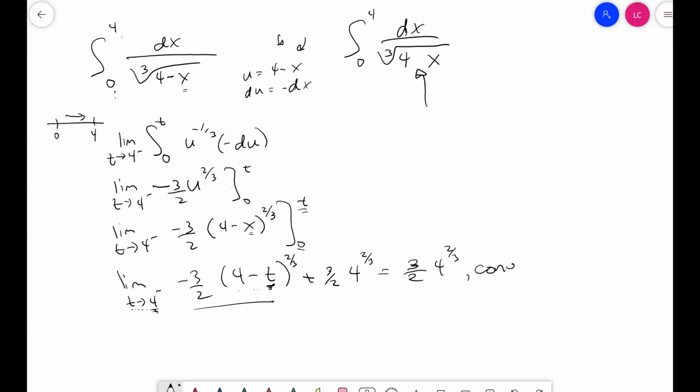So as a result, I know that this integral converges. So lots of people miss the step of plugging in the t. Quite a few people miss the step of putting the x's back in before you use the limits of integration. So I'm wanting you to be careful and get full credit on the test.